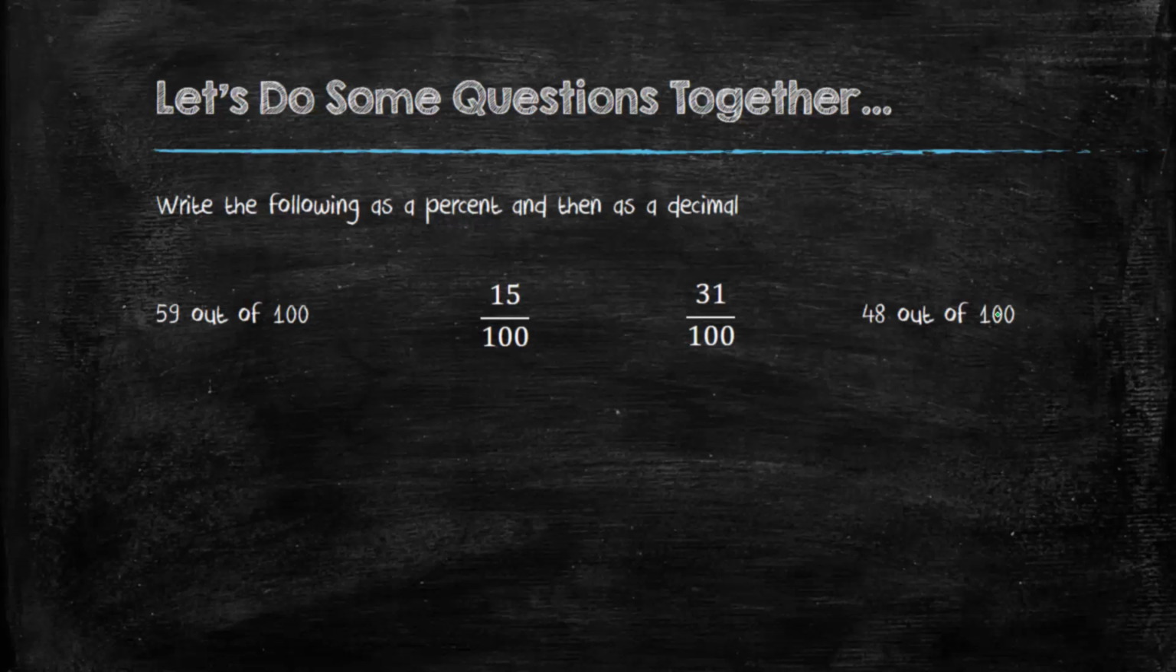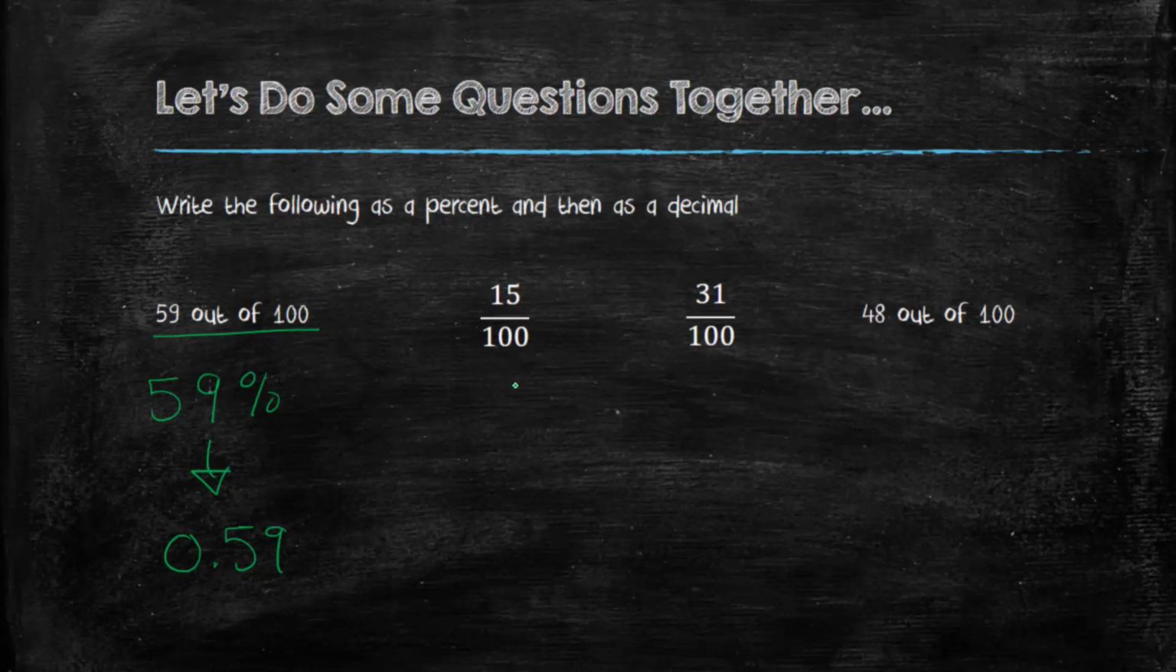Okay, so let's do some questions together to really get an understanding of percents. So if we were to get a question that says write the following as a percent and then as a decimal, how would we do this? 59 out of 100. Well, we know out of 100 means percent. So we would write this as 59%, and this is the percent sign. To write this in decimal, you just write 0.59, right? So that's the decimal form.